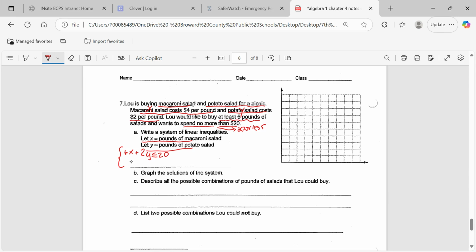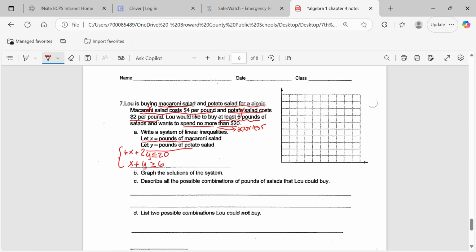Well, I don't know how many macaroni he's going to buy, and I don't know how many potato, but he needs at least 6 pounds. So if he has 5 pounds, that's not enough. At least 6 pounds means 6 pounds or more. So whatever he buys should be greater than or equal to 6 pounds.